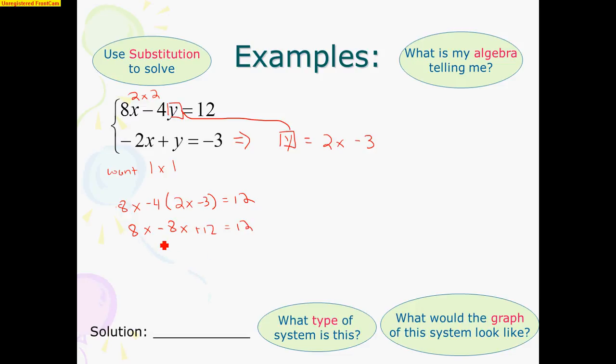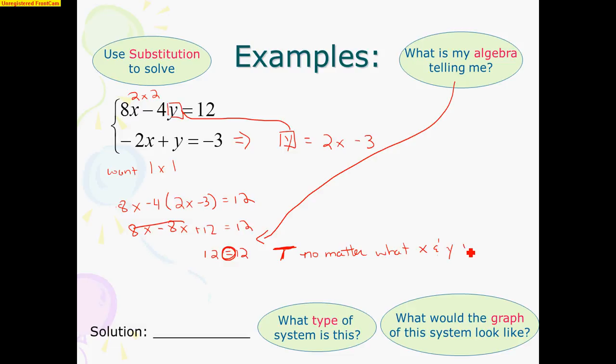Oh, hey, my x's dropped away. 8x minus 8x is 0, leaving me with, hey, no variables again. But did you get 0 equals negative 11? No, you got equality. You got a true statement. True no matter what x and y you use.